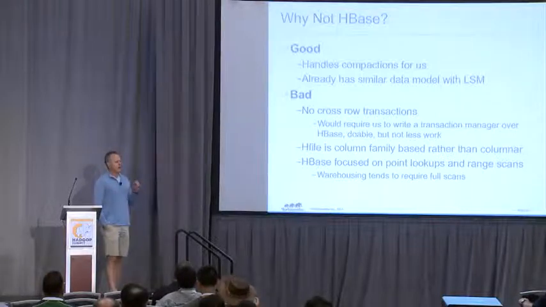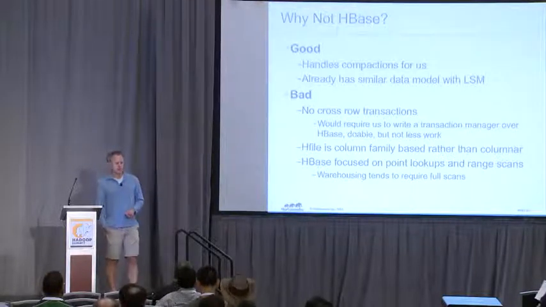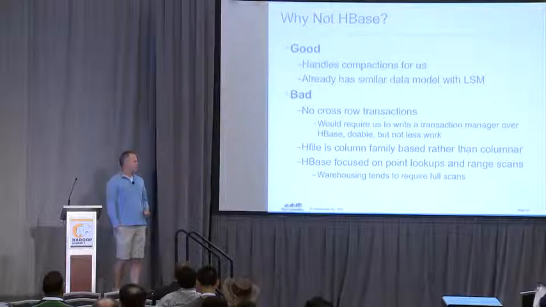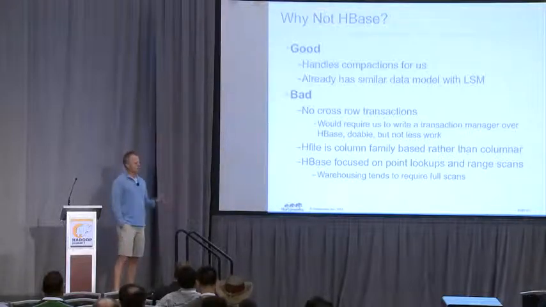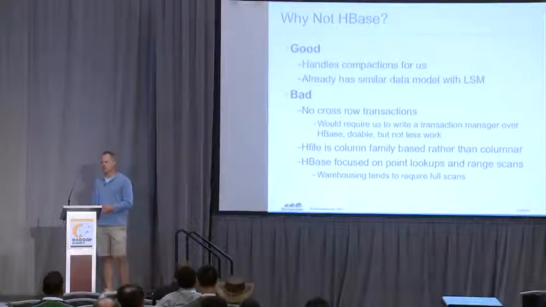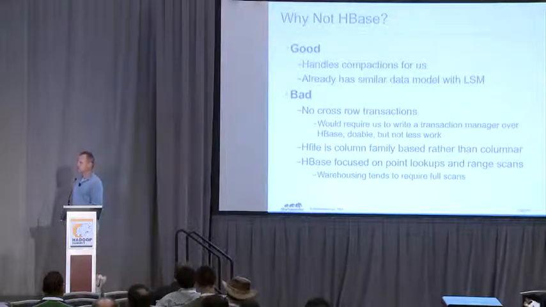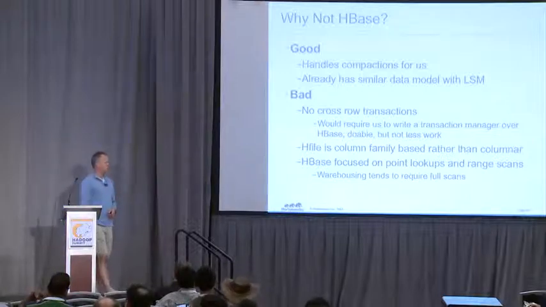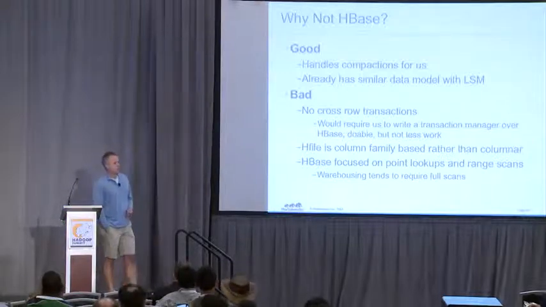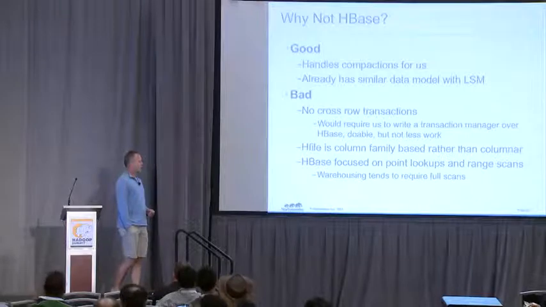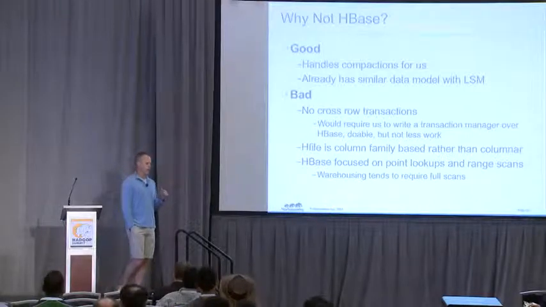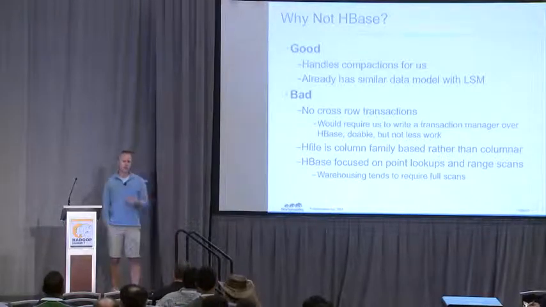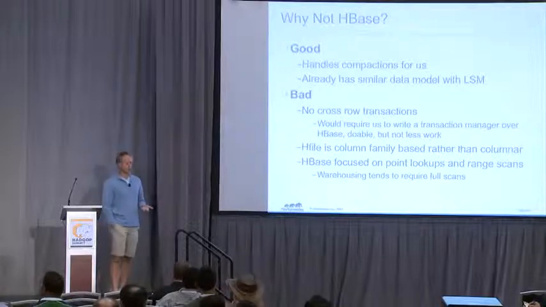Why is that? HBase doesn't give you cross-row transactions. In order to get that, you would have to write a transaction manager over the top of HBase. Now, we know how to do that. Google showed us the way in one of their papers. Was it Percolator? Yeah, thank you, the Percolator paper. So you can do that. It's not trivial. It was a lot of work, and in fact, looked like it was at least the same order of magnitude of work of what we've done, if not more.